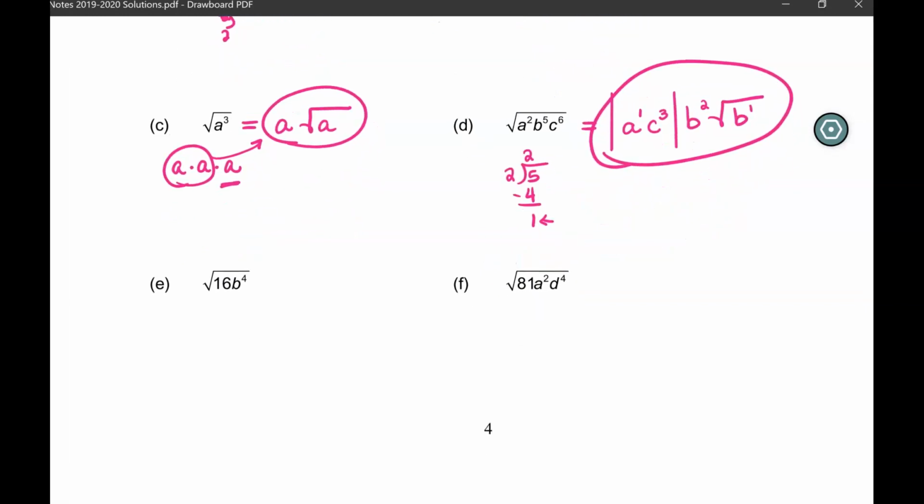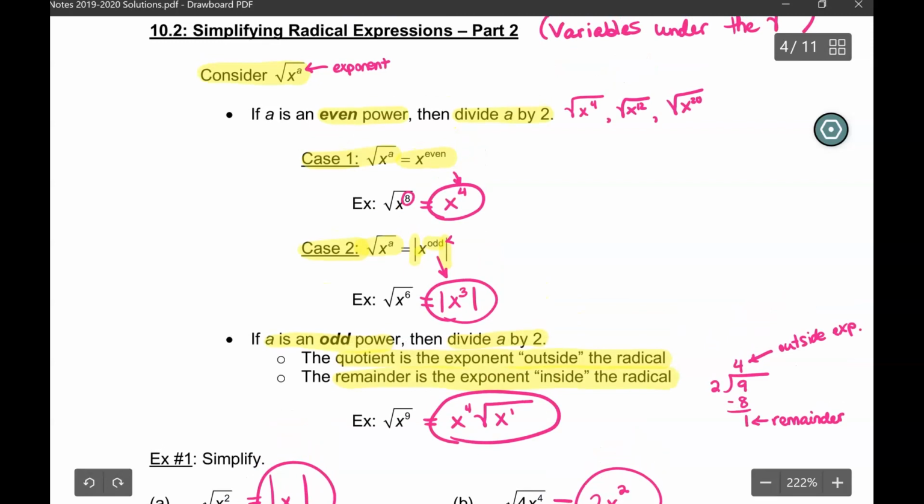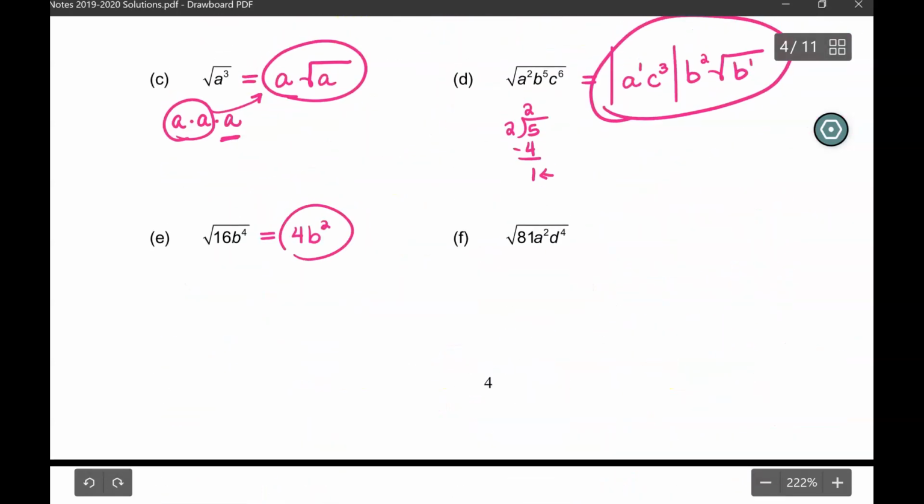Next one, 16b to the 4th. So square root of 16 is 4. Square root of b to the 4th is b squared. I got an even answer, so no absolute value necessary here. Next one, I have 81, so square root of 81 is 9. A squared, so that's going to be a to the 1st, and d to the 2nd. Now, I ended up with an odd result, so I'm going to put that in absolute value, and that's my answer.